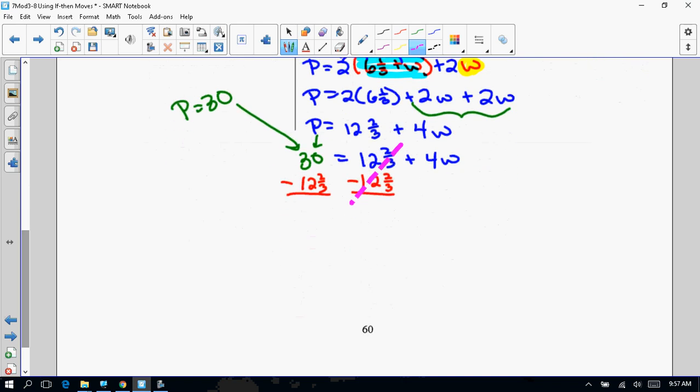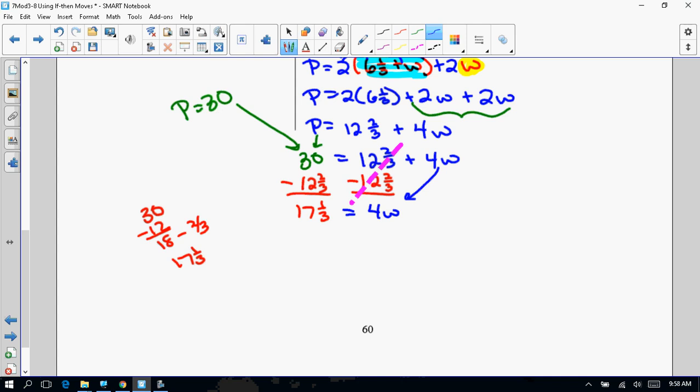30 minus 12 is 18, okay? 18 minus 2/3 becomes 17 1/3. And that is going to equal, and what do I have left on the right-hand side? Just the 4W, because the 12 2/3 are gone. All right, that's 4 times W.